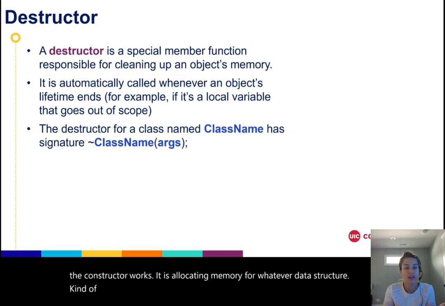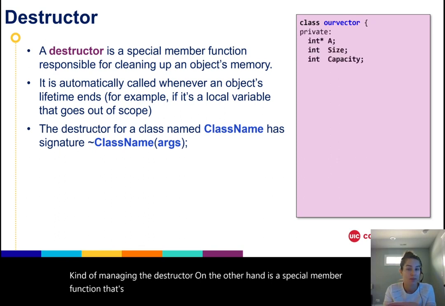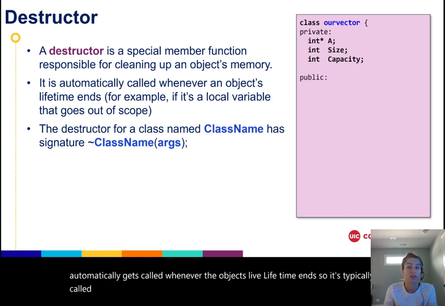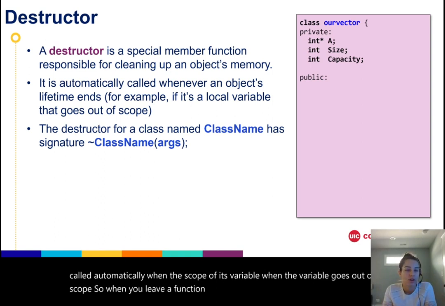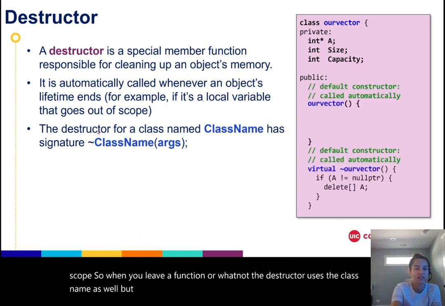The destructor, on the other hand, is a special member function that's responsible for cleaning up any memory that you allocated. It automatically gets called whenever the object's lifetime ends. So it's typically called automatically when the variable goes out of scope, like when you leave a function. The destructor uses the class name as well, but its signature has a little tilde in front of it.